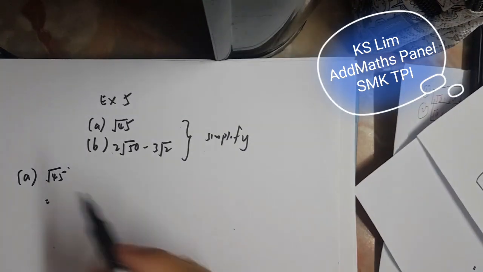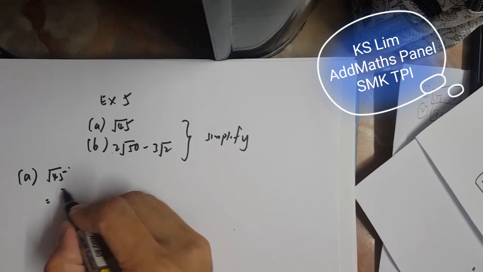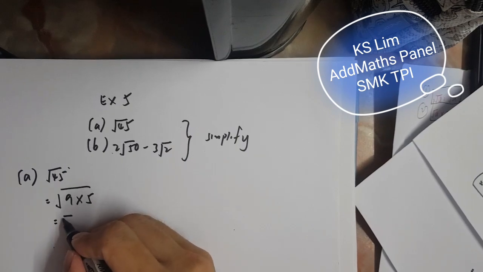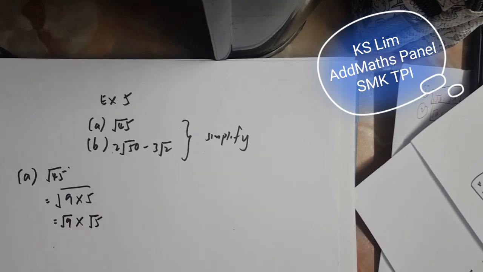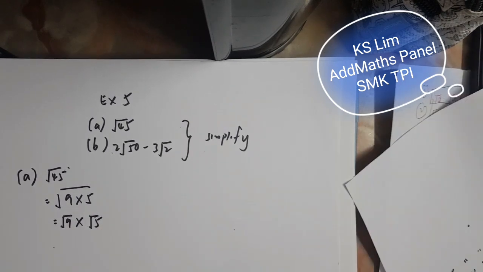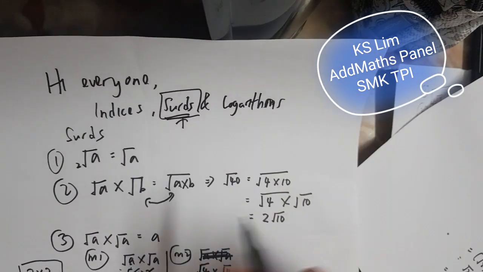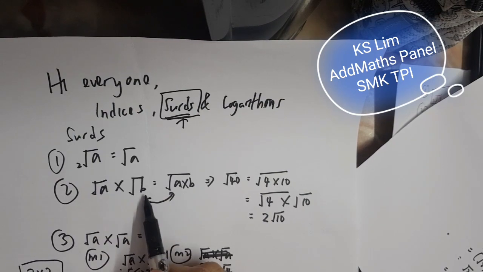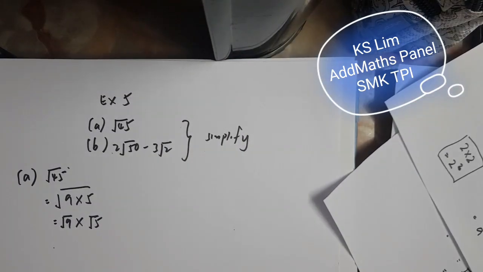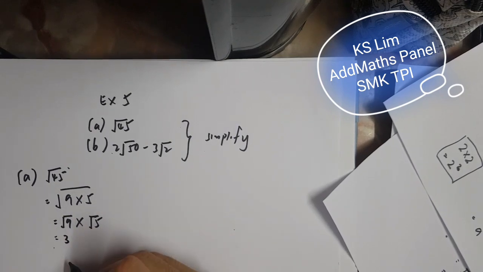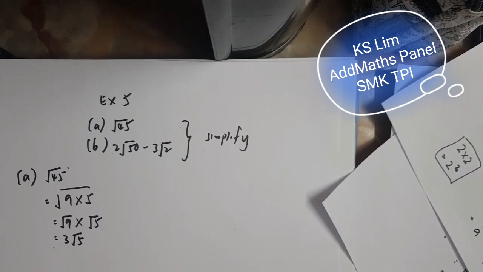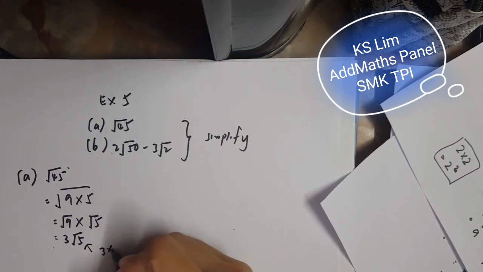Okay, do the same thing for this example. Square root 45 means 9 times 5, because 9 can be rooted. So square root 9 multiply square root 5. Ini boleh pecah sebab cikgu guna this concept. A times B actually can separate, become this. Okay, so square root 9 is equal to 3. So this one is square root 5. So 3 square root 5 is your answer. 3 square root 5 means 3 times square root 5.